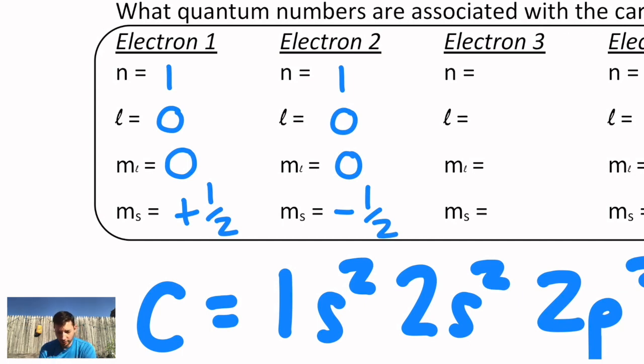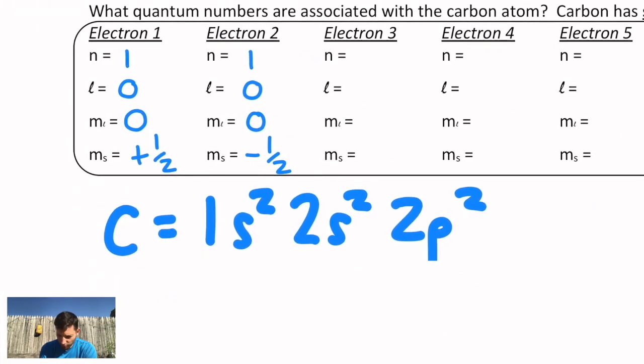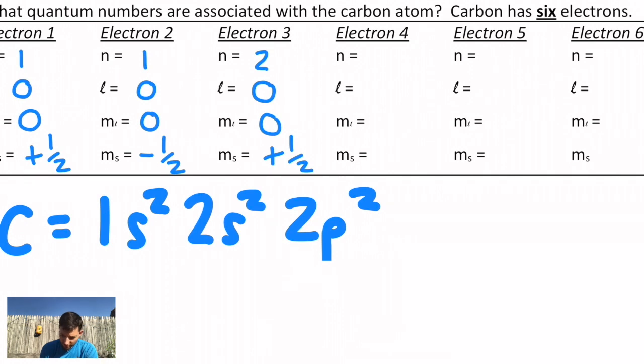Now, what about the third electron? Well, the third electron is in the 2s orbital, so we're in energy level 2. We're still in an s, so L would be 0. M sub L, therefore, also has to be 0. And the first one will be a spin state of +1/2. The fourth electron, that's the 2s2 electron, so we're in the second shell. Still in an s, so it's 0 for L, 0 for M sub L, but -1/2 for M sub S.